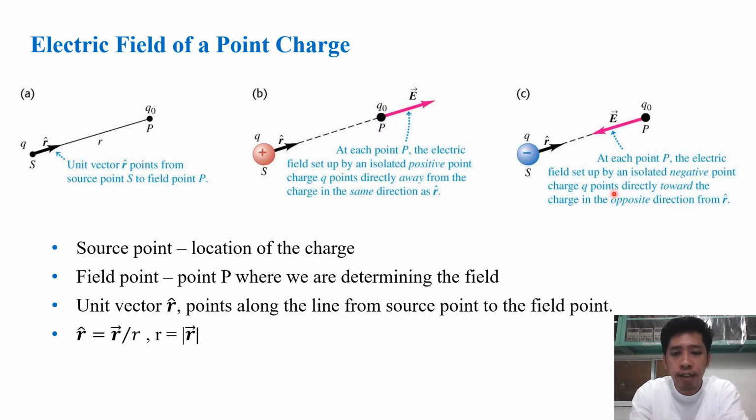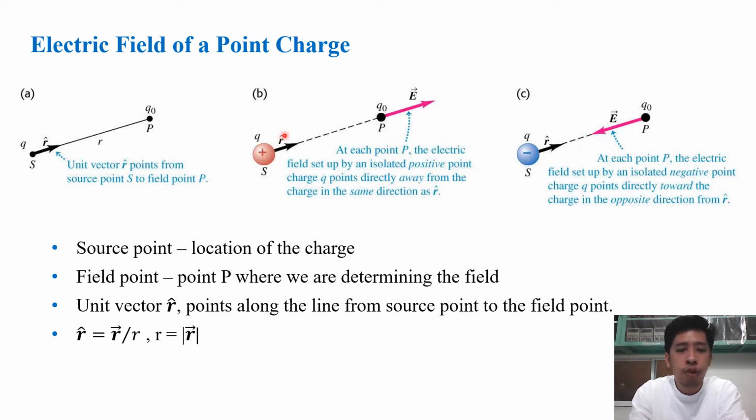For your isolated negative point charge, the only thing that is the same as with the positive charge is your r hat. Your r hat will always point from your source point towards your field point. But here, since you have an isolated negative point charge, your electric field points radially inward, or directly towards the charge, in the opposite direction from your r hat.